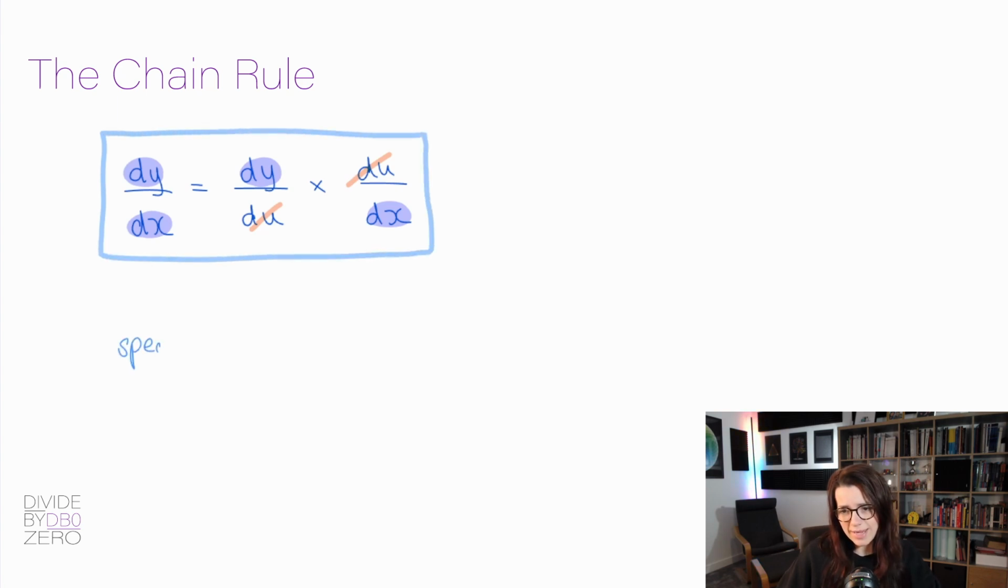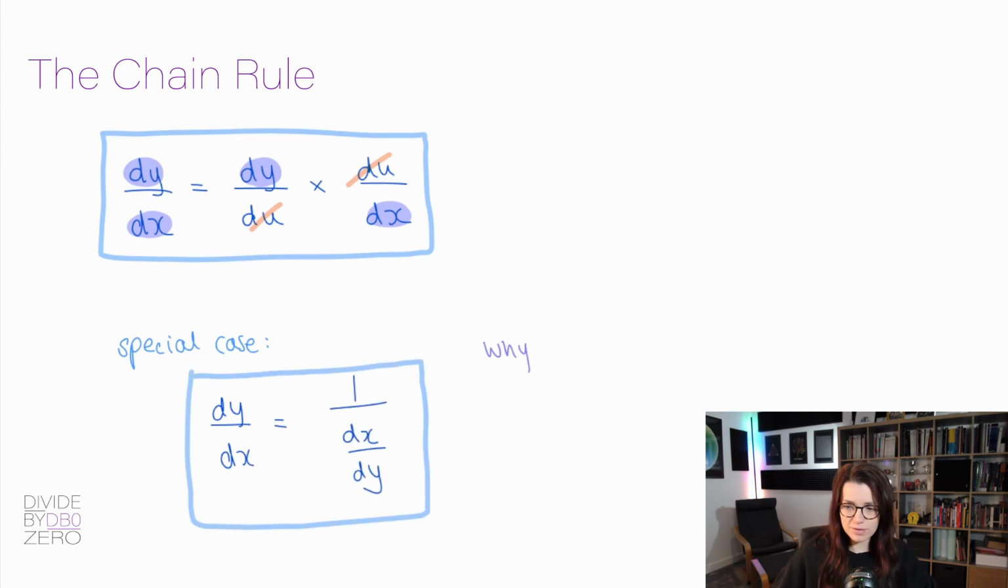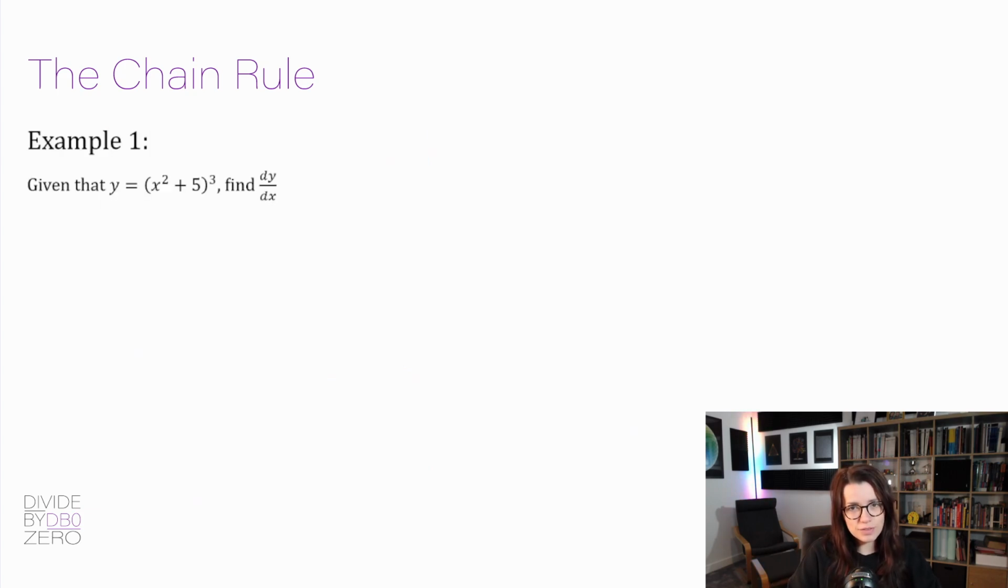There is a special case of the chain rule, and that says that dy/dx is actually the same as 1 over dx/dy. And that works because dy/dx times dx/dy would mean that the dx's cancel out and you get dy over dy, which is just the same as 1. Now let's look at an example that involves the chain rule.